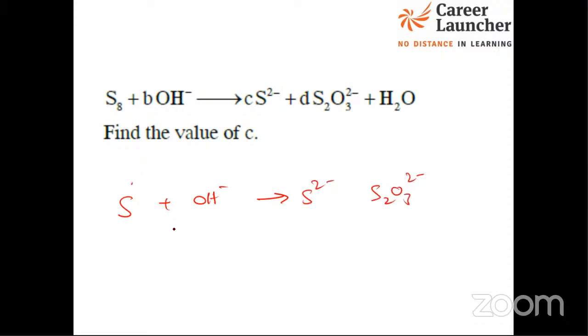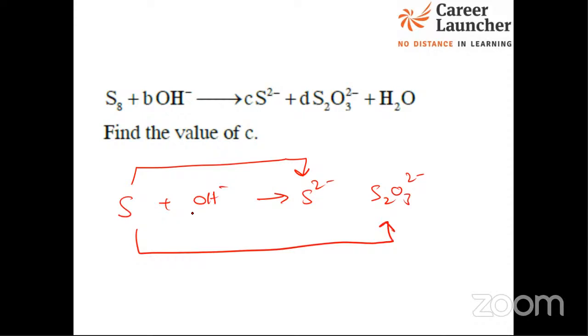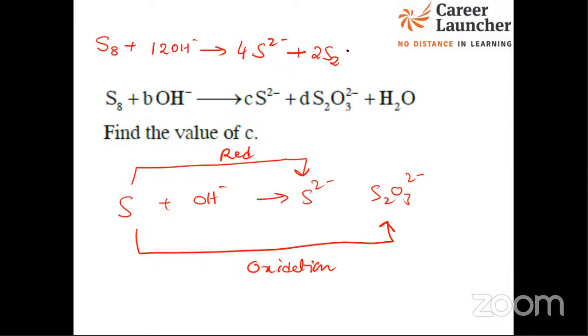So from here to here, what is happening? First, you identify these two. S to S2 minus is reduction. S to S2O3 2 minus is oxidation. If you balance these two by using the oxidation number method, you can find the total increment and total decrement. After balancing the whole equation, it comes to be S8 plus 12OH minus, which gives 4 S2 minus getting reduced, 2 S2O3 2 minus getting oxidized, and 6 H2O.